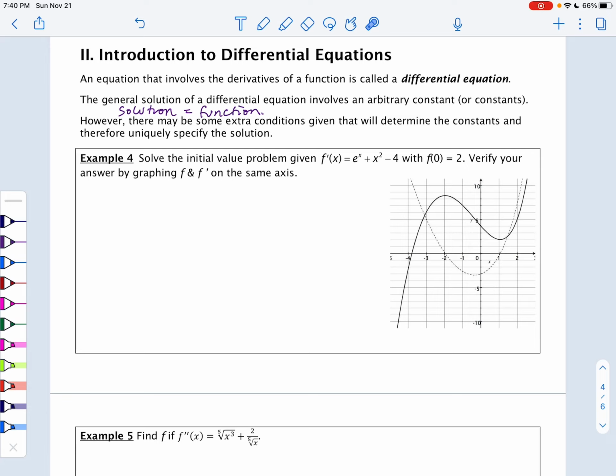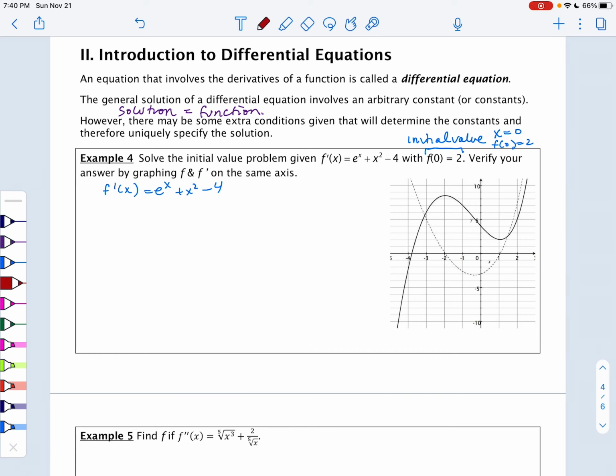So let's take a look at this example, and it says solve the initial value problem given that the derivative f prime of x is equal to e to the x plus x squared minus 4, and we have the initial value of f of 0 is equal to 2. So that means when x is equal to 0, f of 0 is equal to 2, or your y is equal to 2. Good. So let's take a look, and just in looking at the notation, f prime of x is equal to e to the x plus x squared minus 4.